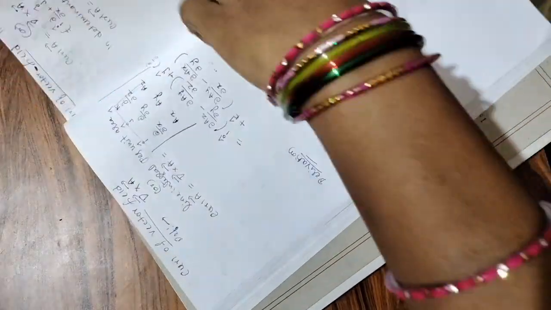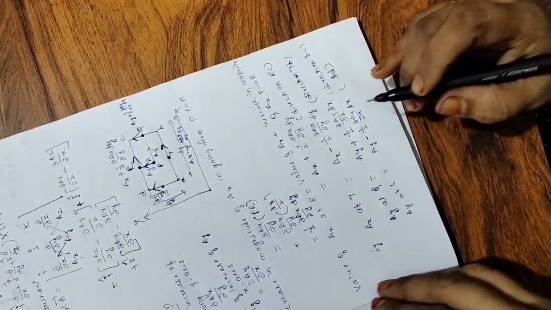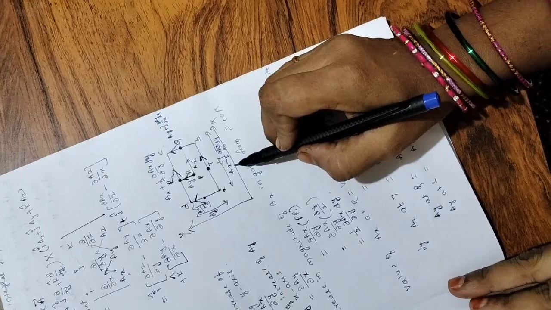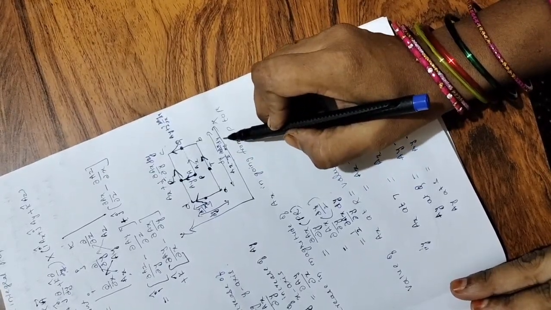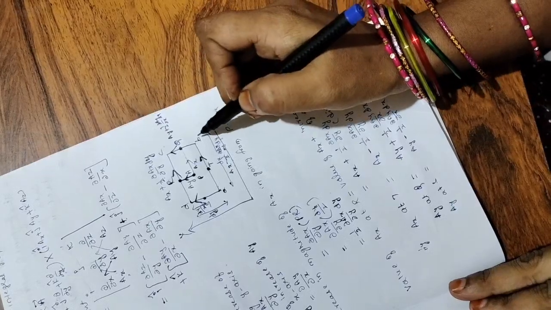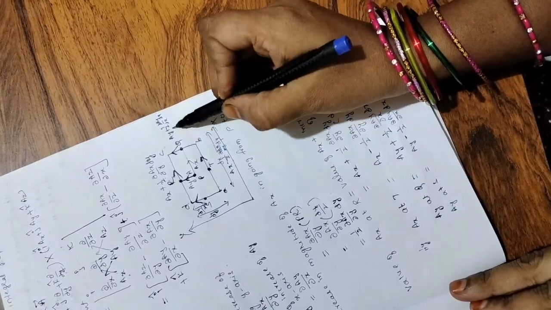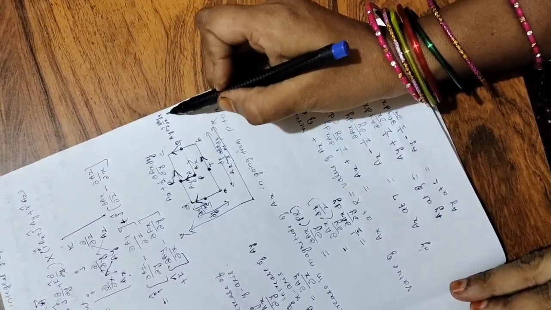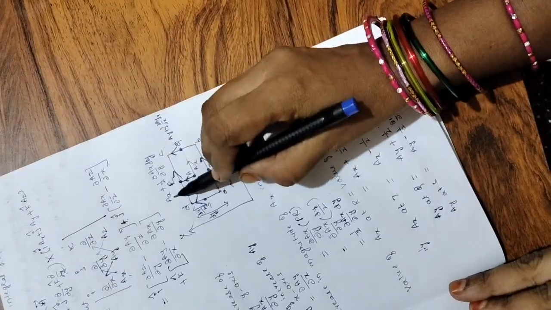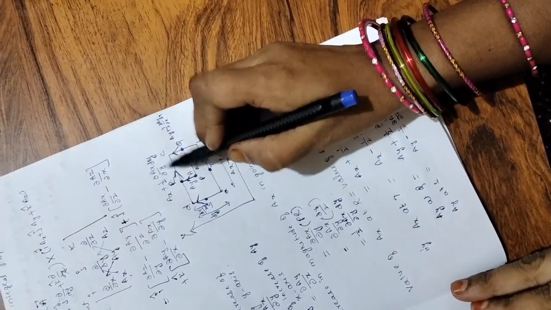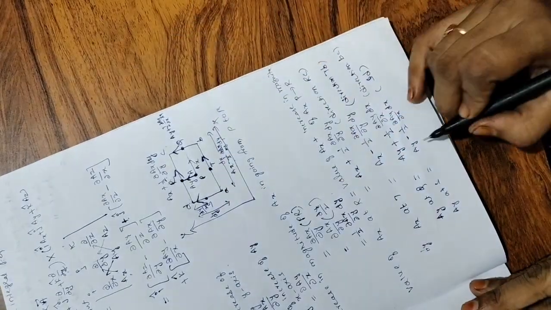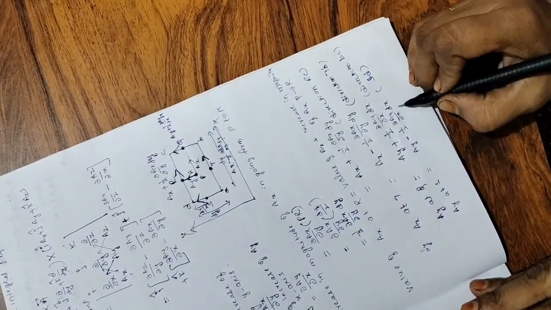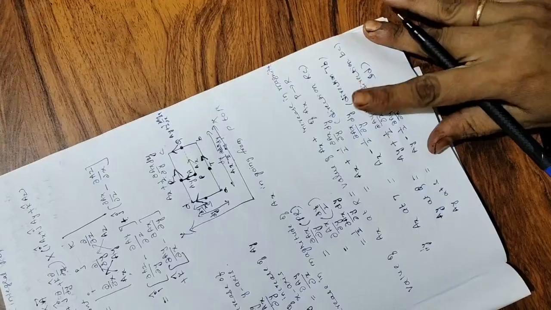So this is AB: Ax minus half ∂Ax/∂y dy. Right? Now this is BC: Ay plus half ∂Ay/∂x dx. CD: Ax plus half ∂Ax/∂y dy. DA: so DA is Ay minus half ∂Ay/∂x dx.